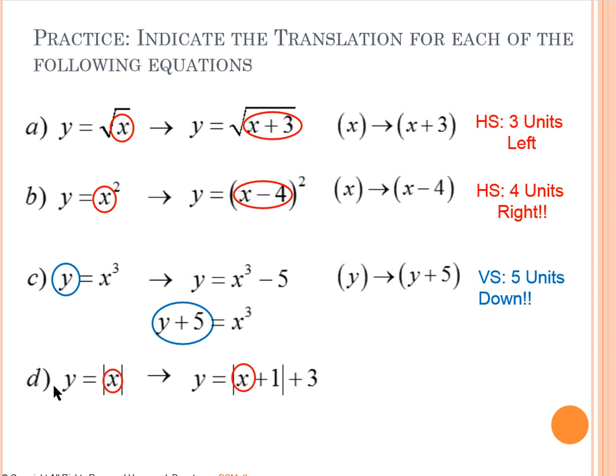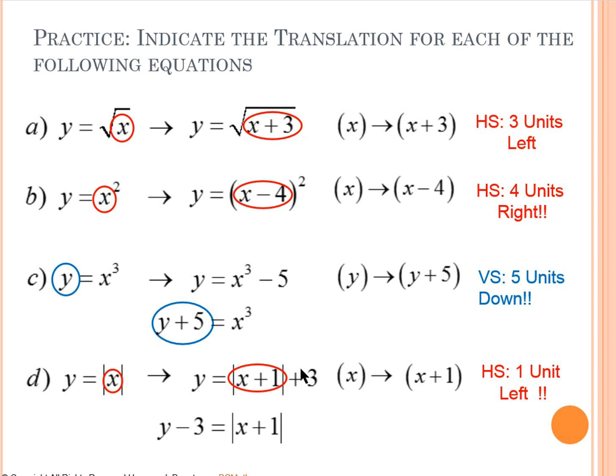All right, so for option number D now, you'll notice that my x variable is being affected. I'm going from x to an x plus 1, so that's simply going to represent a horizontal shift of 1 unit to the left. But then again, I also have a 3 here, and right now it's positive 3. If I move that positive 3 to the other side, it becomes negative 3. So now my y variable has changed from y to y minus 3, and that will represent a vertical shift of 3 units up.